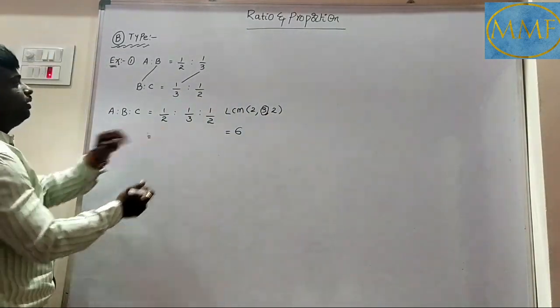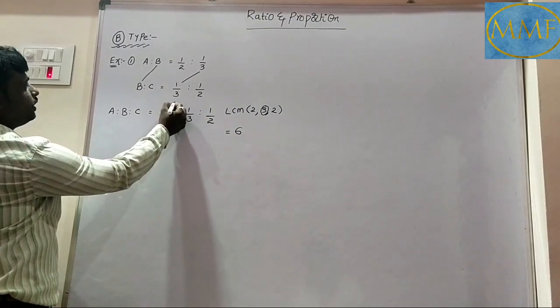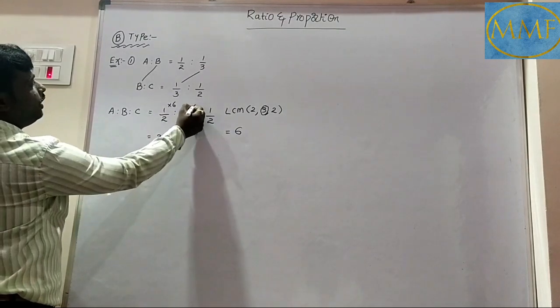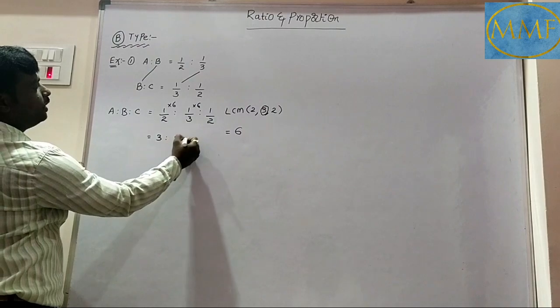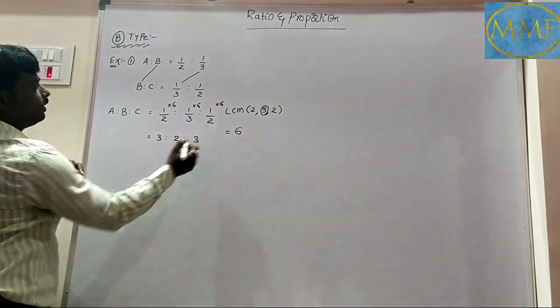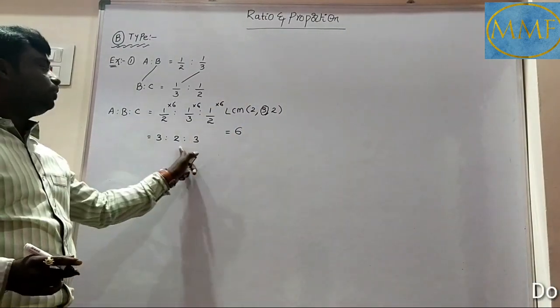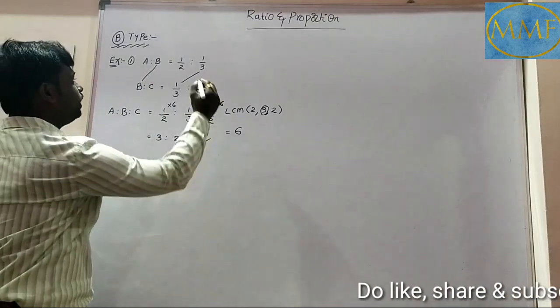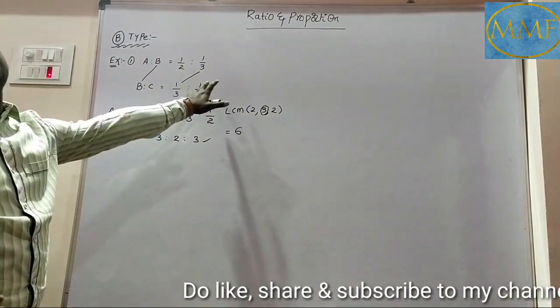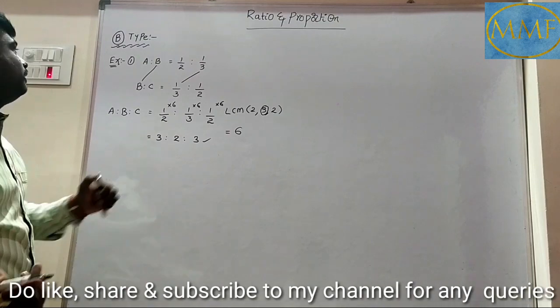Right? Now just multiply each by 6. What will you get? 3. Into 6, what will you get? 2. Into 6, what will you get? 3. Now the ratio is 3:2:3. Like that you can do it when a ratio is given as a fraction. Okay. Now we'll see one more example.